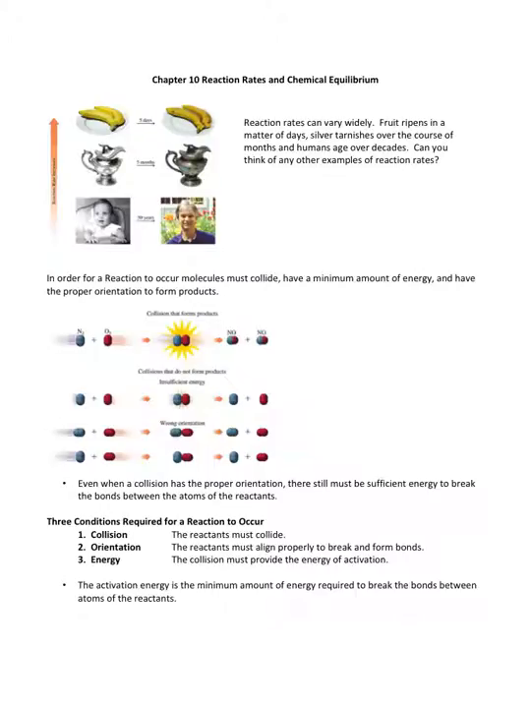Important condition number two, orientation. The reactants must be properly aligned in order for the bonds to break and new bonds to form. So for example, if you have two molecules, say one like this and one like this, if they're facing this way and they collide, you could get a new product, right? You could get this.